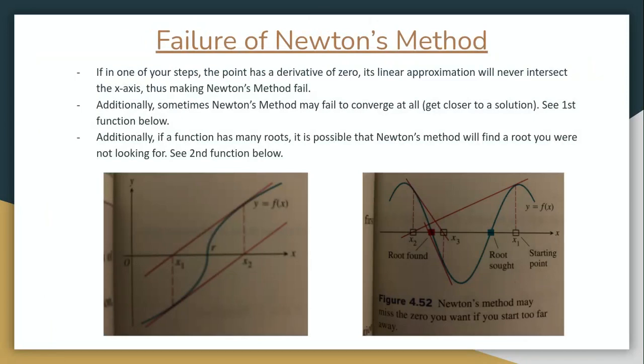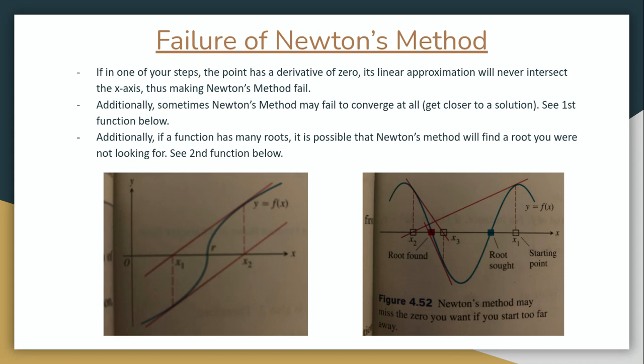If in one of your steps the point has a derivative of 0, its linear approximation will never intersect the x-axis. So then Newton's method will fail. Once you get there, there's no going back. Sound good? That makes sense? Yeah, looking at the graphs, that makes sense. If I started with this point for Newton's method and I made a line, it's never going to intersect the x-axis. So how can I keep going? I won't approximate my root at all.